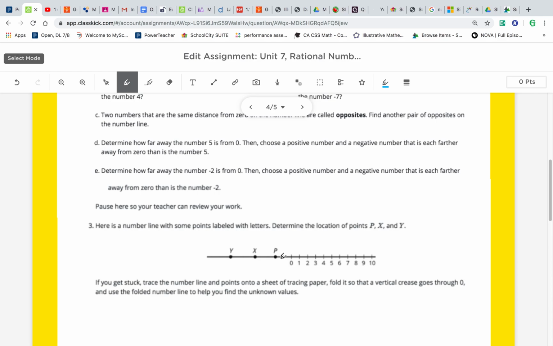All right, and then also on your paper you'll notice that X is a little bit further away from 0 than positive 4 is. So it's negative 4.5. And then Y is a little bit further away from 0 than positive 7. So it's negative 7.5. All right.